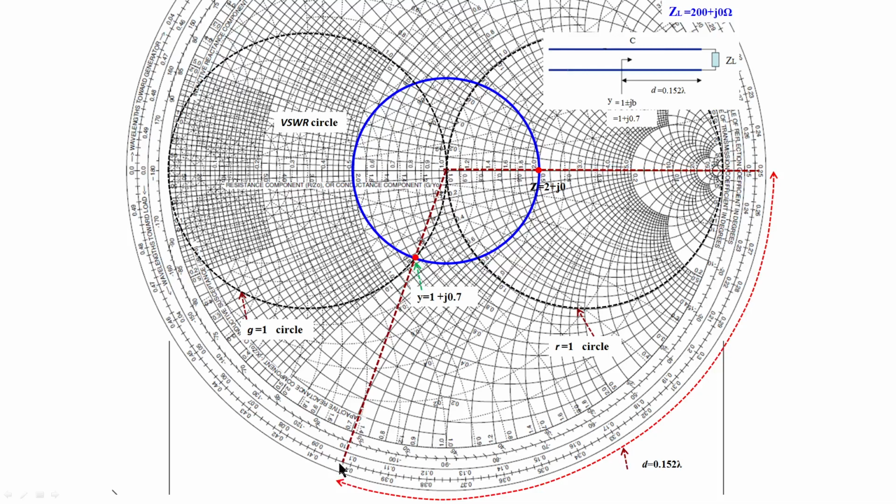So you read this, each division is 0.02. This value, you minus from the 0.25, and we will be getting 0.152. The answer is 0.152. Okay, you do it in your Smith chart. I could not do it exactly here, you try. So this is the distance from load to here.